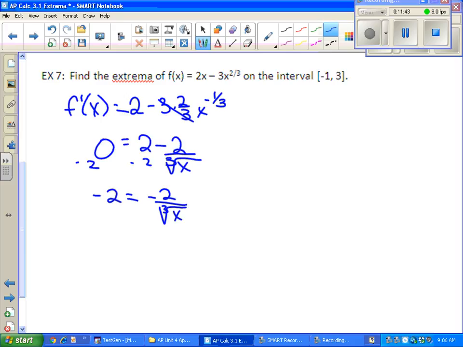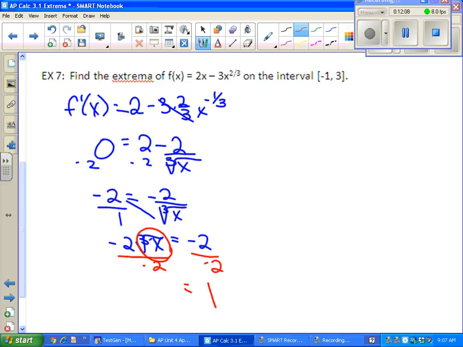Okay. I like to cross multiply things to make it easy. Let's cross multiply. What happens if we cross multiply? We're going to get negative 2 times the cube root of x, which is equal to negative 2. Everybody good with that? Now, I'll need to get my cube root by itself. So I need to get rid of the negative 2. How to get rid of it? Divide by negative 2. What's negative 2 divided by negative 2? 1. So now I have the cube root of x is equal to 1.